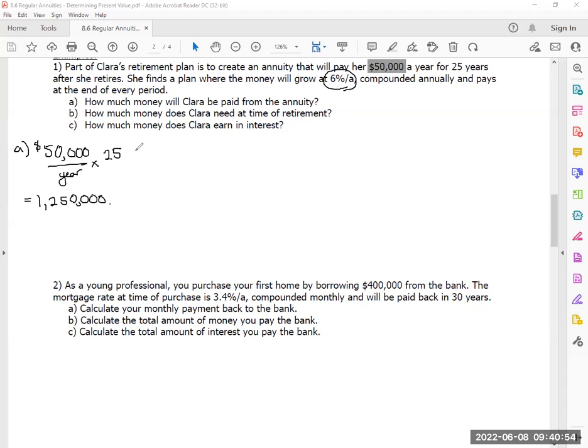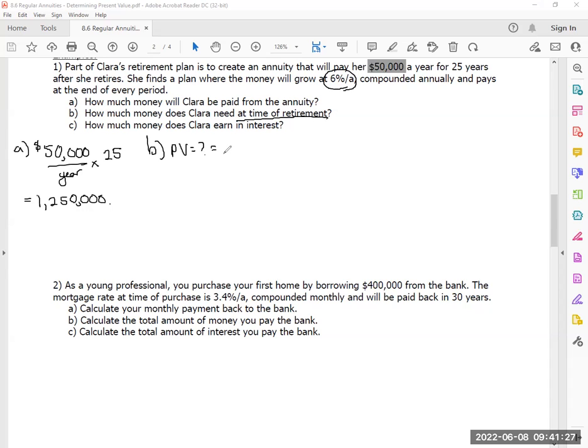Right? So how much does she need at the time of retirement? So in other words, what is my PV? So at this point, I want to mention once again, read the question. Am I trying to make the money grow bigger and bigger, or am I taking money away as it's growing bigger and bigger? Right? It's paying her, like she's taking the money away from the pot. That's how I know it's present value.